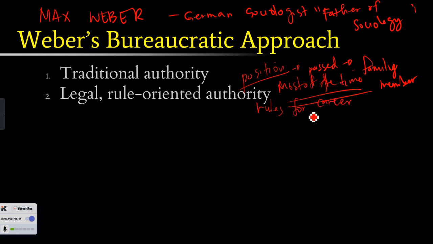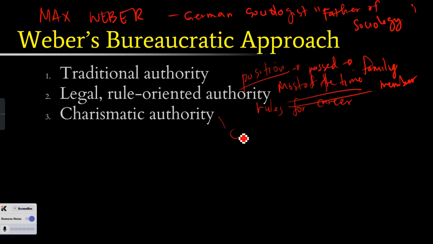So, dapat, it is under legal. Next one, charismatic authority. It is a personal authority based on a type of seduction and the devotion of supporters. Some of which, for example, in politics, there are certain candidates who use their charm and their physical attributes to win, 'di ba?